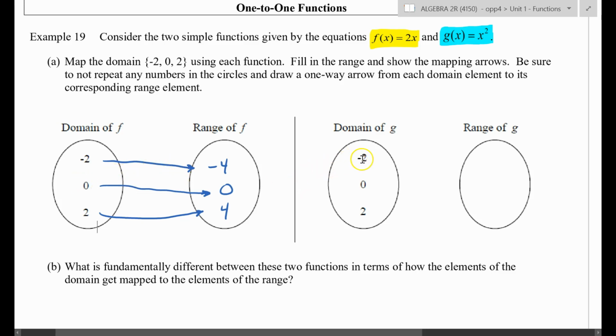Jelani, plug in the -2 into the g. What is -2 squared? +4. All right, what is 0 squared? 0. And what is 2 squared? +4 again. Okay, good.